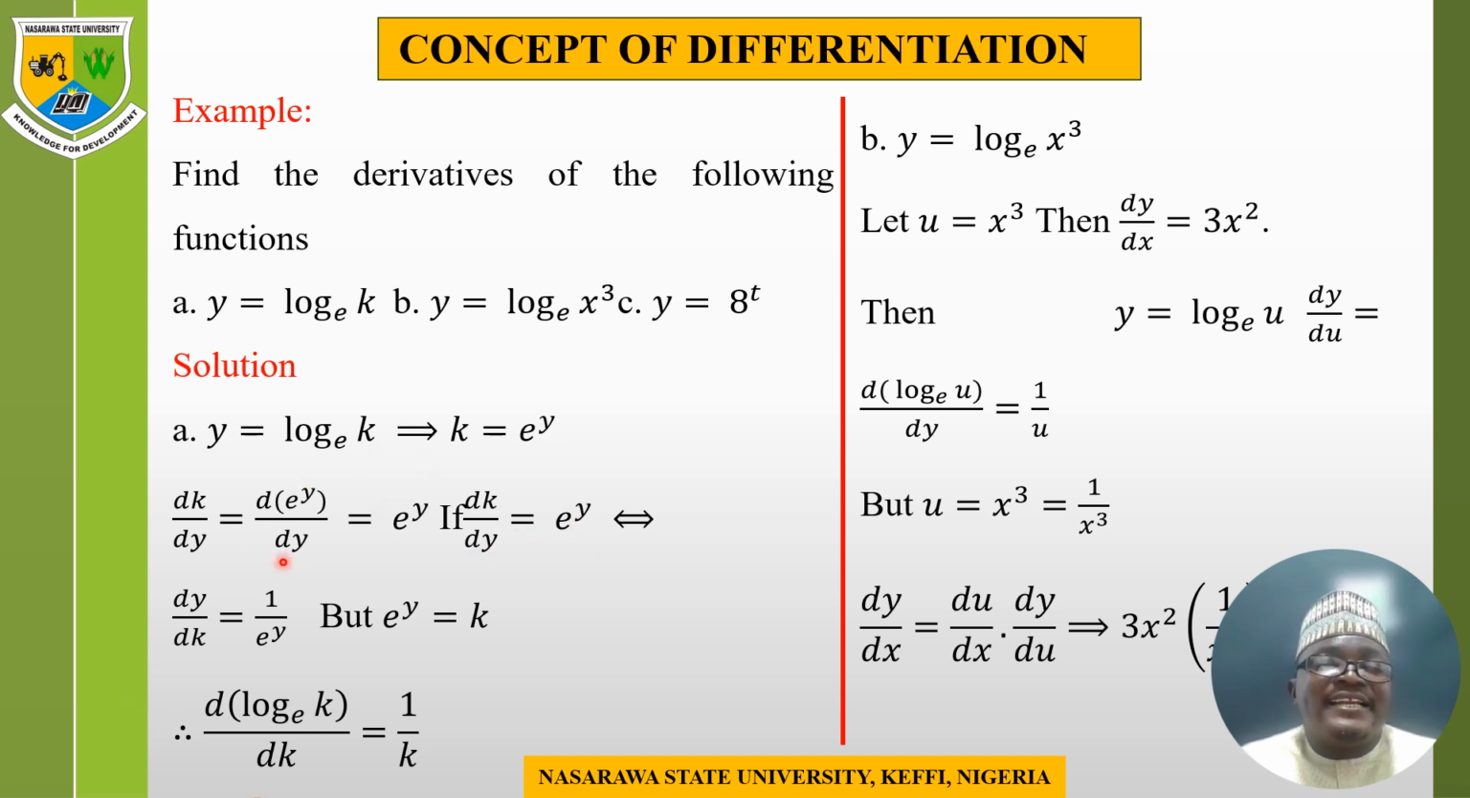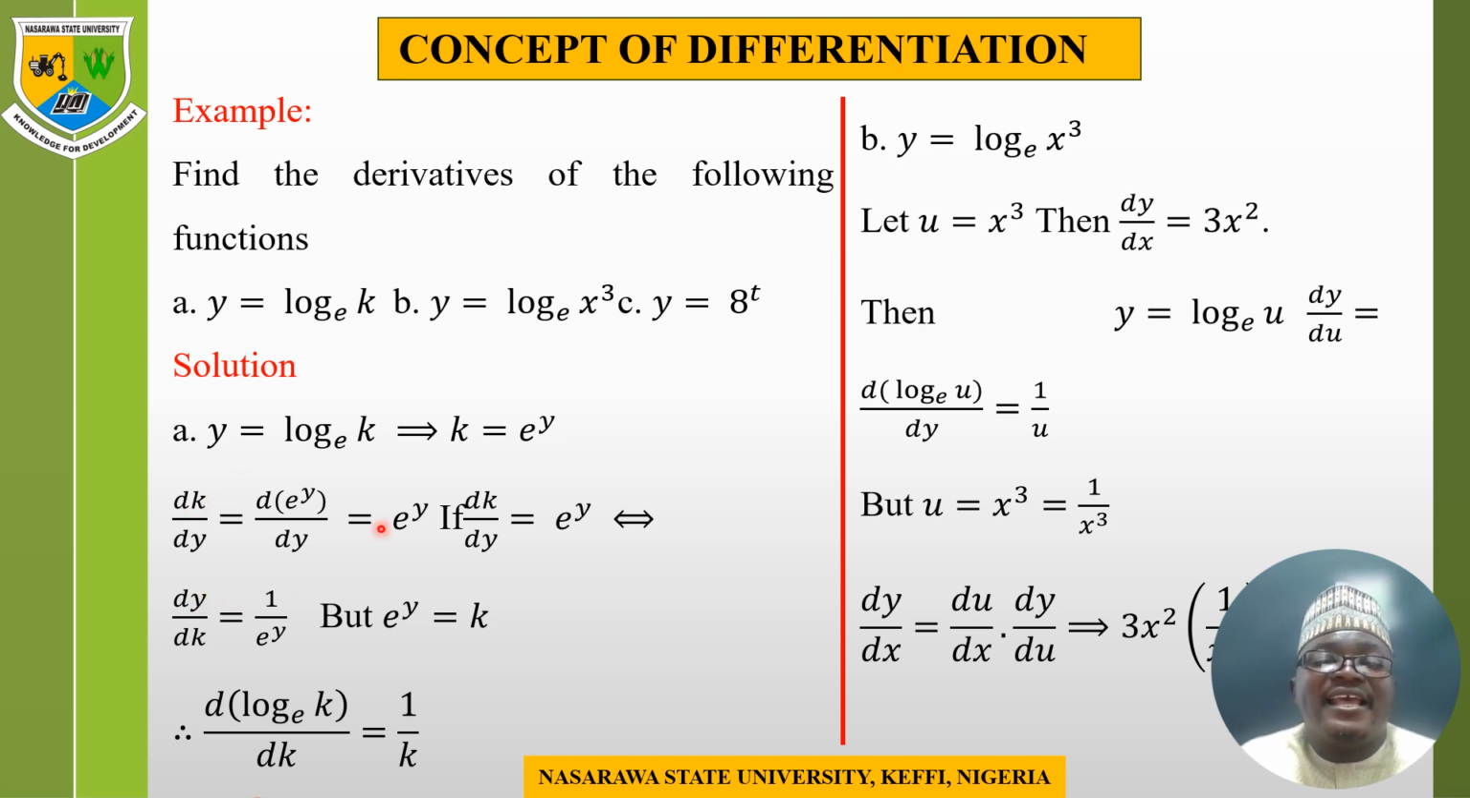Now, the next thing, we differentiate this one again with respect to y to get, look at it here. This is the dk dy, we have this. Then dy dk, you are going to have 1 all over what you get in dk dy. That is how we get this one.